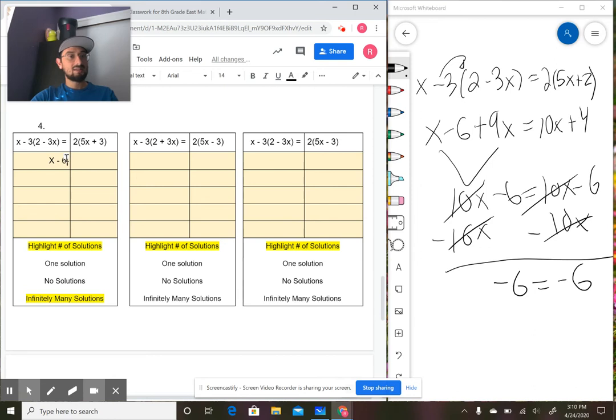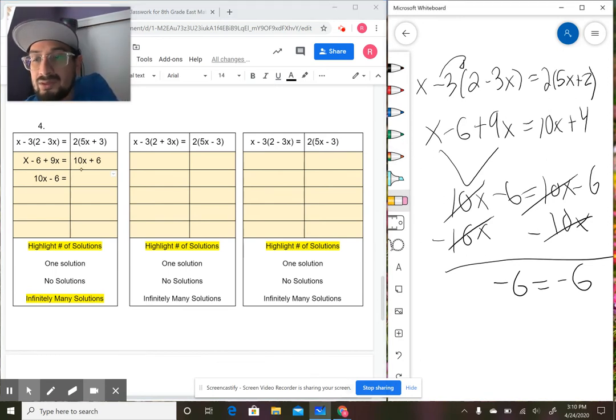So x minus 6 plus 9x is equal to 10x plus 6. 10x minus 6 is equal to... Oh, I changed that. I see a mistake there. So I changed this, this should be a plus 3. So let's change that. So this should be a plus 3.